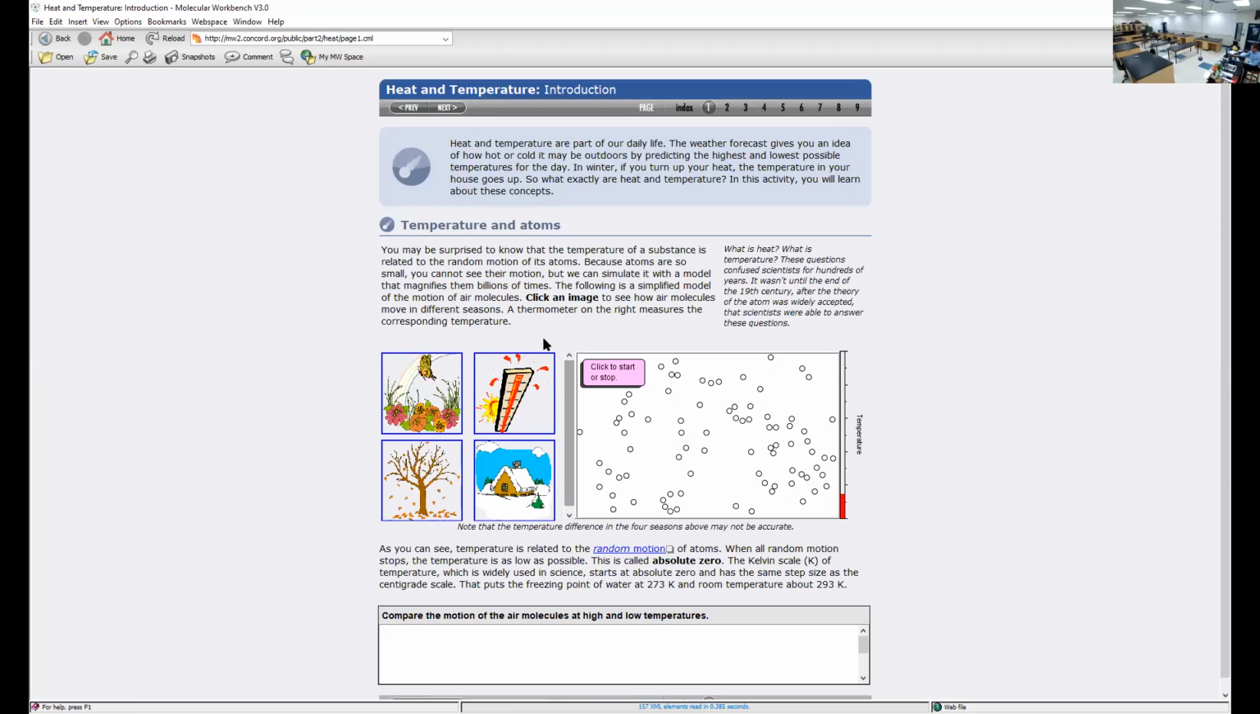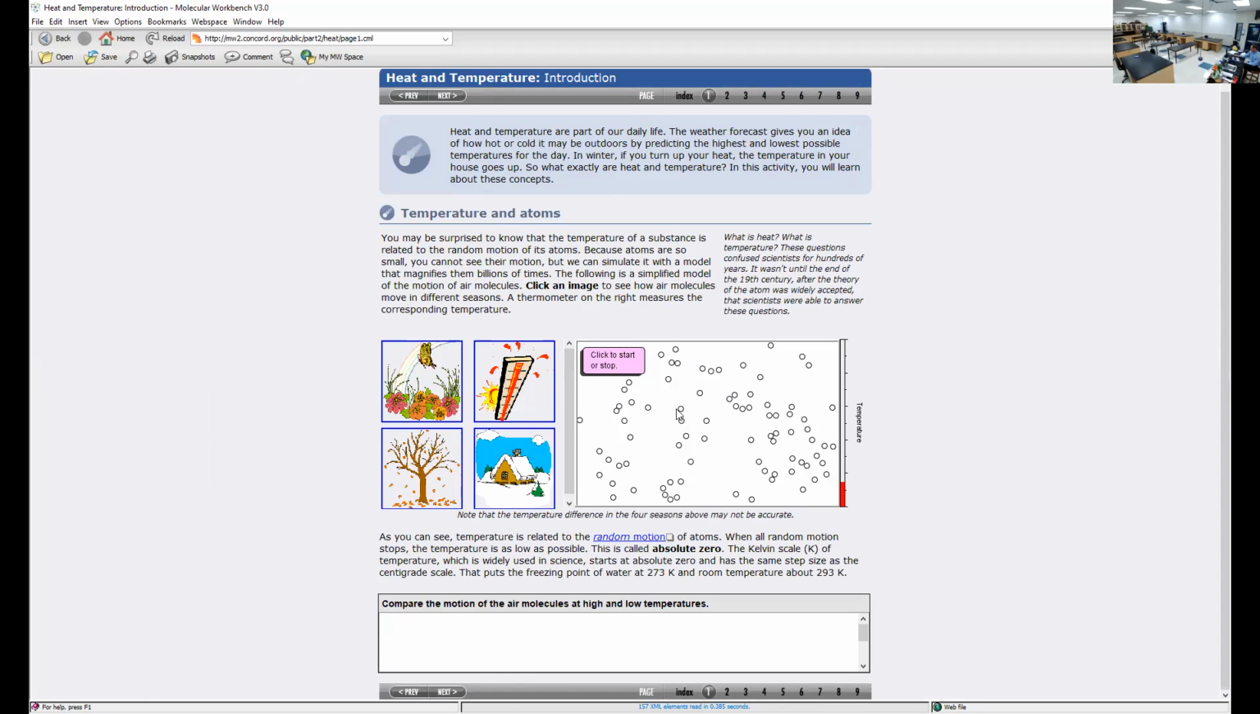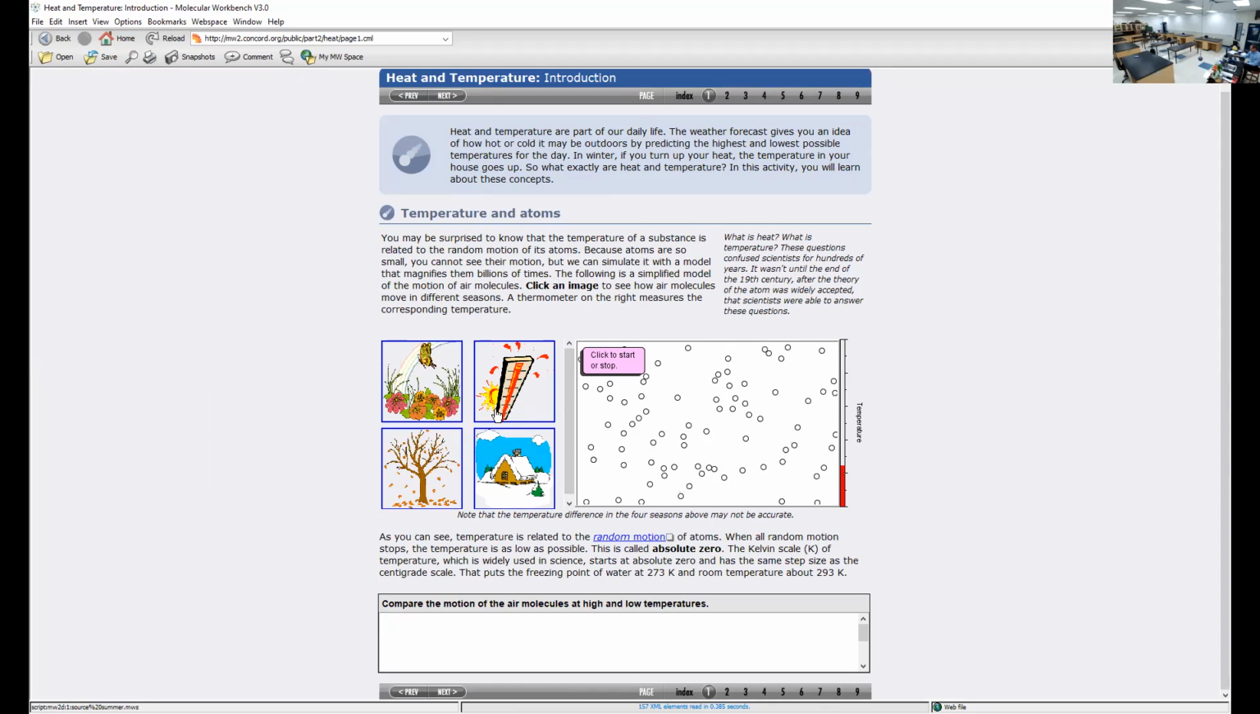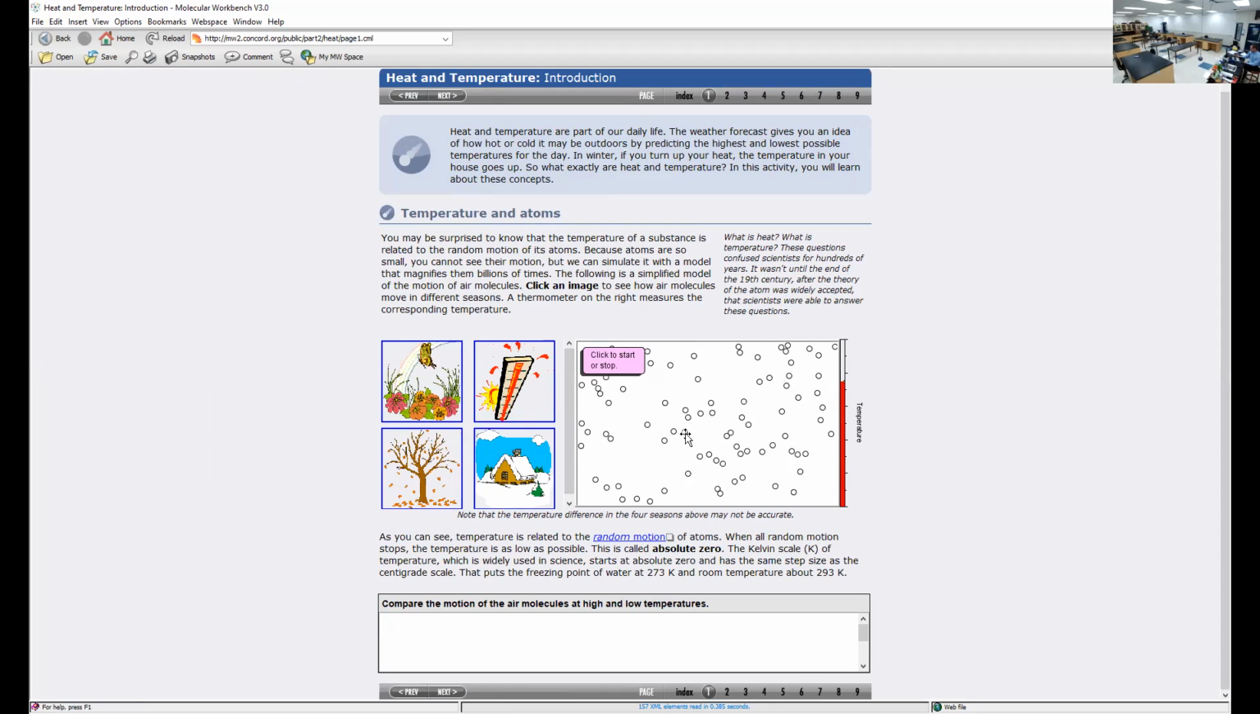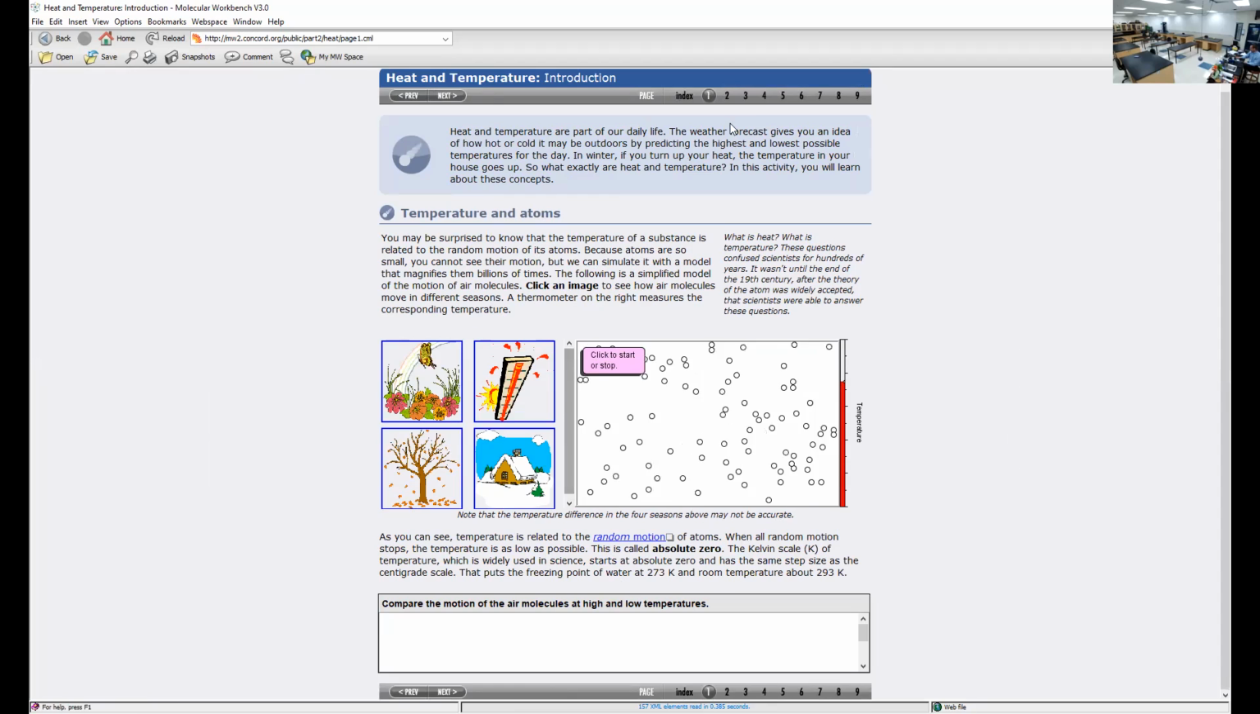Here they teach a lot of really cool things with their demonstrations, right? So here we have heat and temperature. This is talking about temperature and what we were discussing regarding temperature, that it's average kinetic energy. You can click to start and stop this. They have different examples here, with increased temperature and more kinetic energy for the particles. And I think they're doing this for the four seasons.